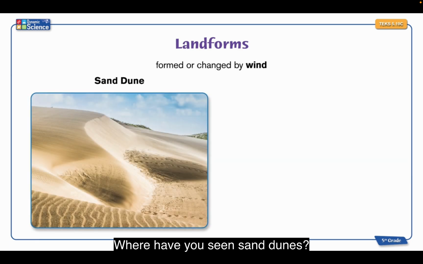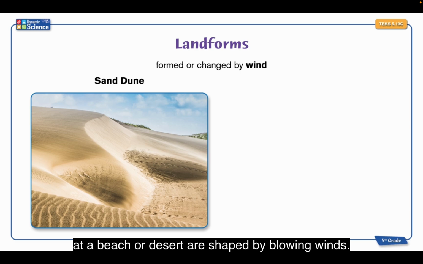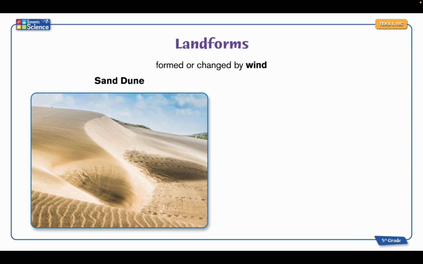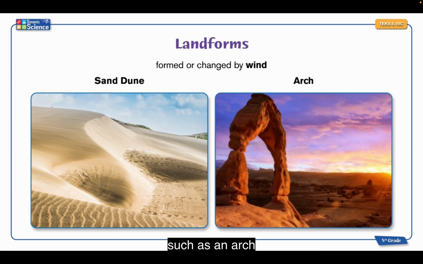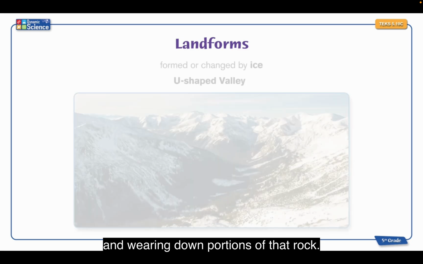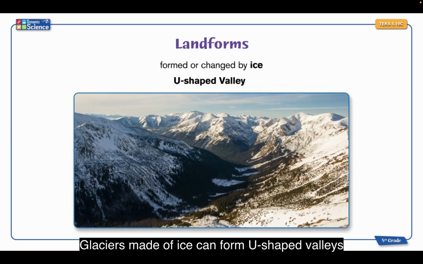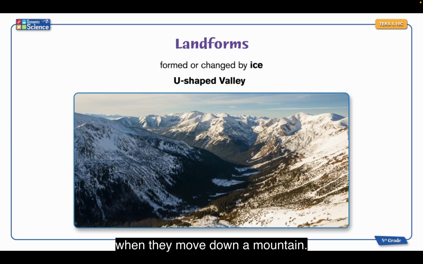Where have you seen sand dunes? Sand dunes at a beach or desert are shaped by blowing winds. Winds can also create rock formations, such as an arch, by blowing sand against other rocks and wearing down portions of that rock. Glaciers made of ice can form U-shaped valleys when they move down a mountain. Ice changes landforms slowly over many years.